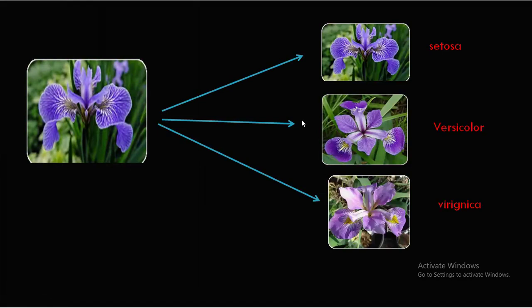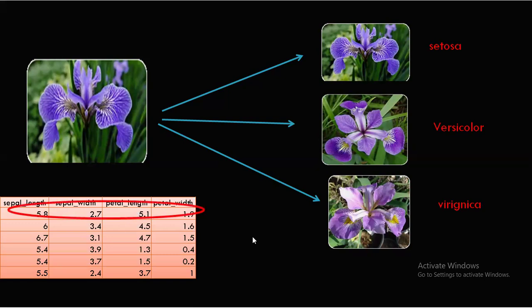So you might be wondering on what basis they classified the same iris flower into three different categories like Setosa, Versicolor, and Virginica. The answer is very, very simple. Based on the combination of these four features, they are able to classify the same iris flower into three different categories.